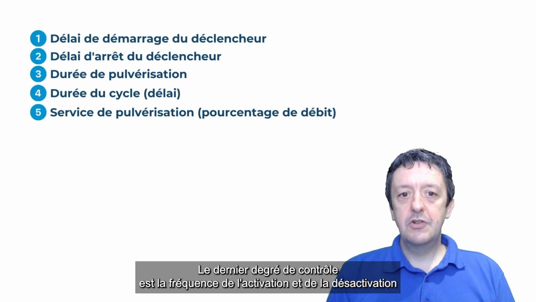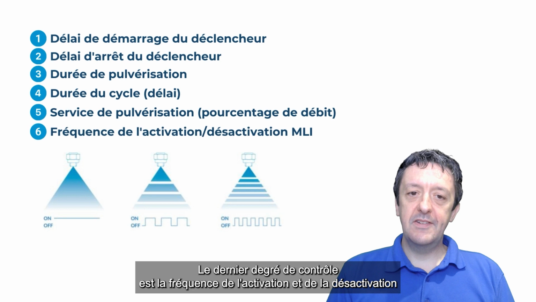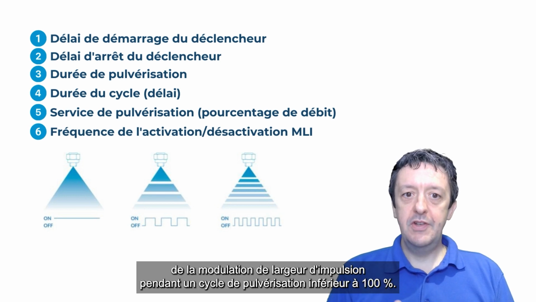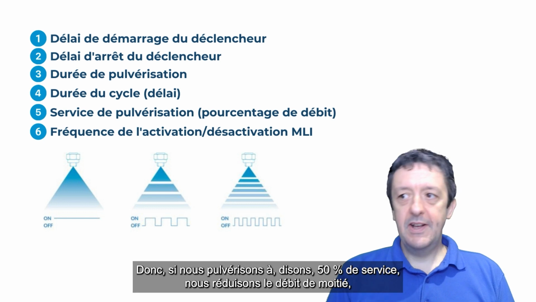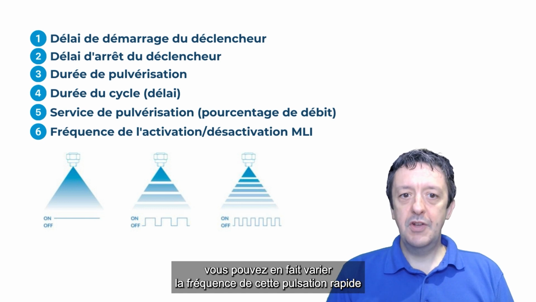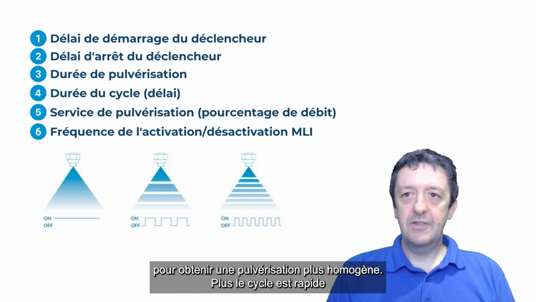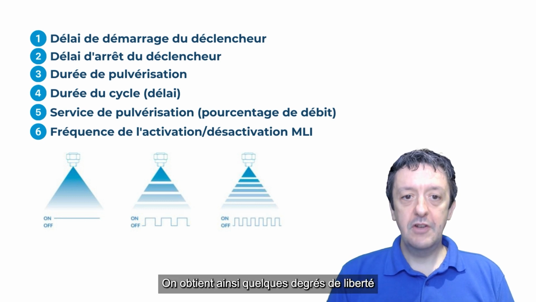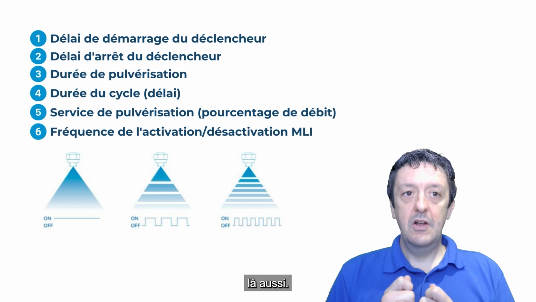And the final degree of control is the frequency of that on-off pulse width modulation during a below 100% duty spraying cycle. If we're spraying at, say, 50% duty, so we're reducing the flow rate by half, you can vary the frequency of that rapid pulsing to give a more consistent spray pattern. The faster you cycle it on and off, the more consistent the spray pattern is going to be. You get some degrees of freedom there as well.